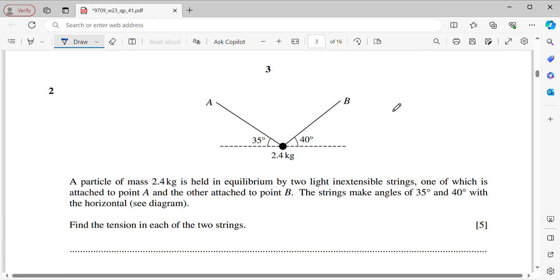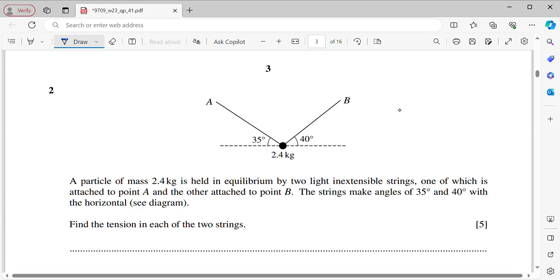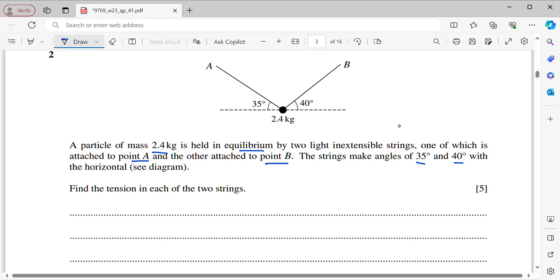Now for question number 2, a particle of mass 2.4 kilograms is held in equilibrium by 2 light inextensible strings, one of which is attached to a point A and the other attached to a point B. The strings make angles of 35 degrees and 40 degrees with the horizontal. See the diagram. Find the tension in each of the 2 strings. From here, I will let these be tension 1 and tension 2.